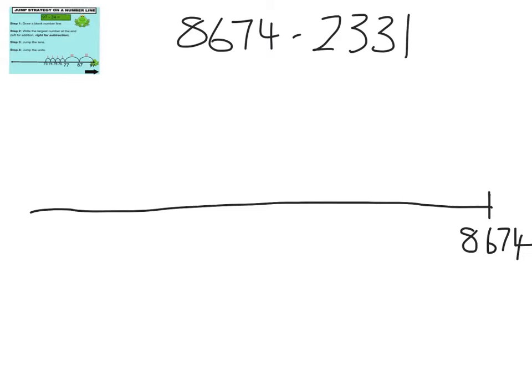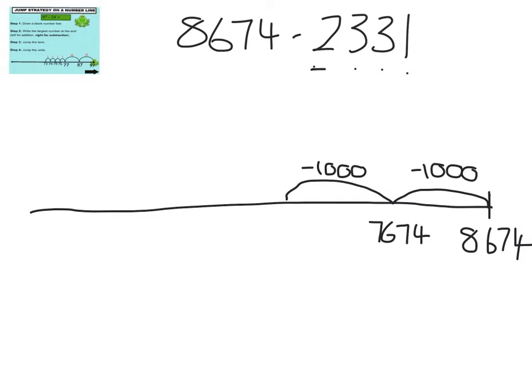So the first thing I noticed is the place value of this number: it has 2 thousands, 3 hundreds, 3 tens, and 1 one. So the first thing we're going to do is take away our thousands. I can see we've got 2 thousands here. So we're going to take away 1,000 and we're going to get 7,674.